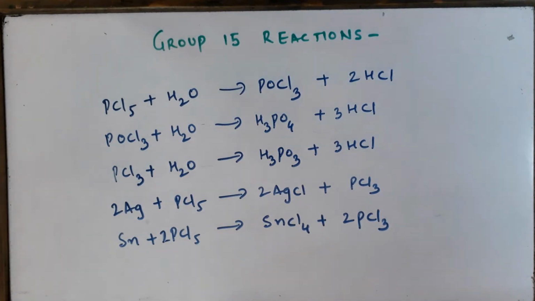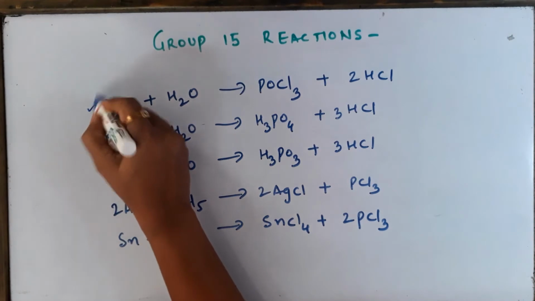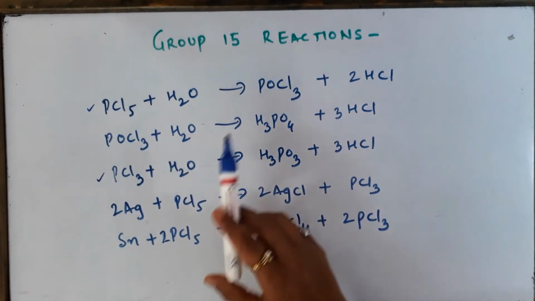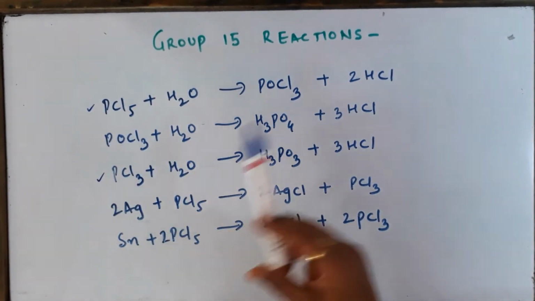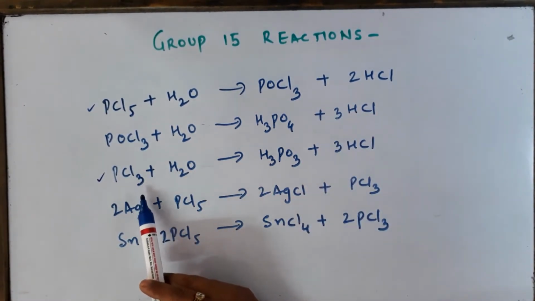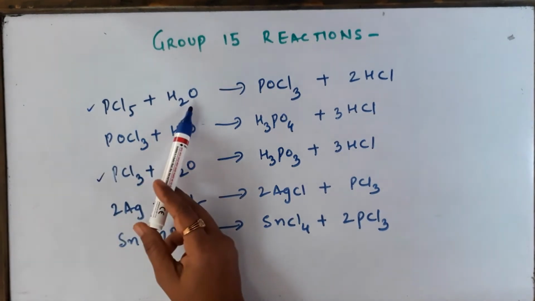So in these reactions we can see that the first reaction has been asked many times in the exam for give reasons. This also has been asked in the exam. The question is, why does PCl5 fume in moisture? Or why does PCl3 fume in moisture? Why do you get fumes when we keep their bottles open? Because they undergo hydrolysis.